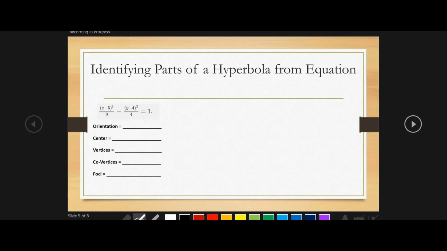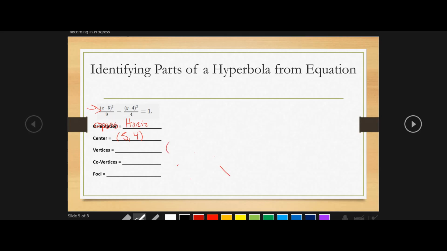All right, so now let's begin the fun stuff. From the equation, we're going to want to identify the center, the vertices, co-vertices, foci, etc. So the orientation, x is positive, so it's going to be horizontal. I really shouldn't say orientation. In this case, I should say the way it opens. But I just use the same table I use from the ellipses, so that's why. Horizontal. The center here is going to be 5, 4.